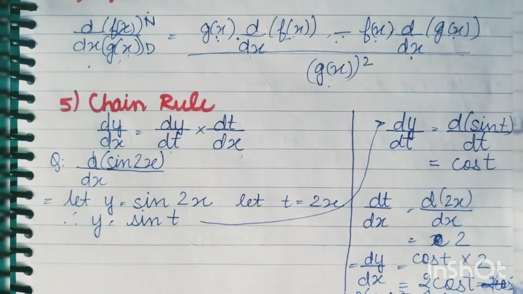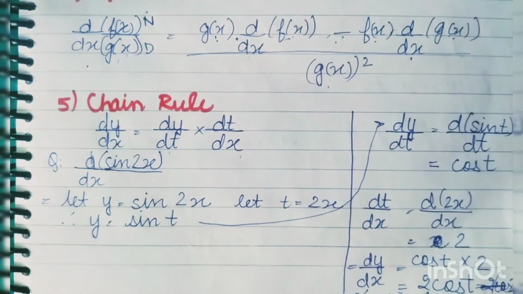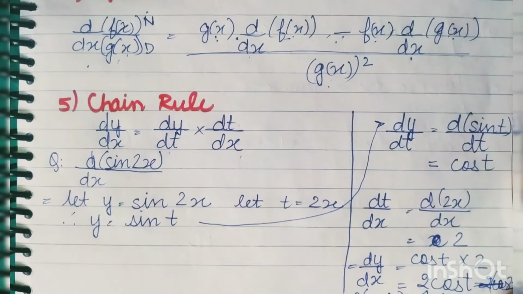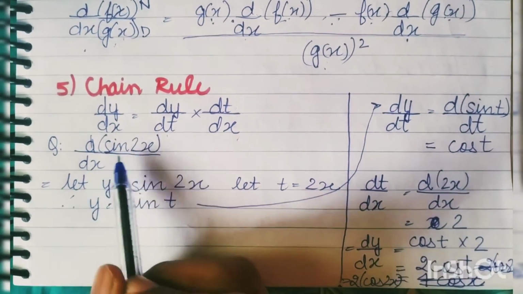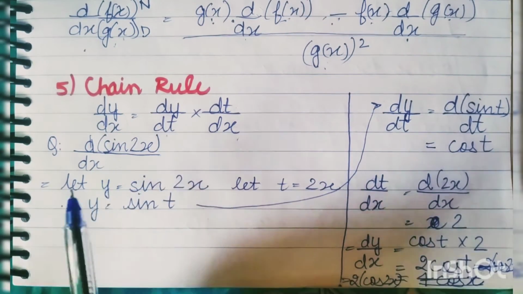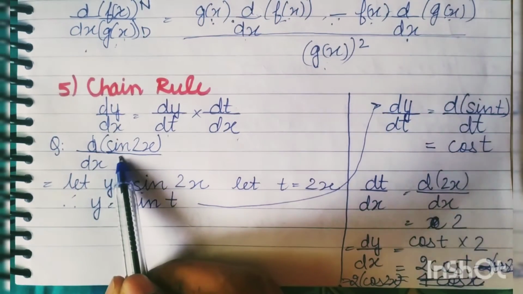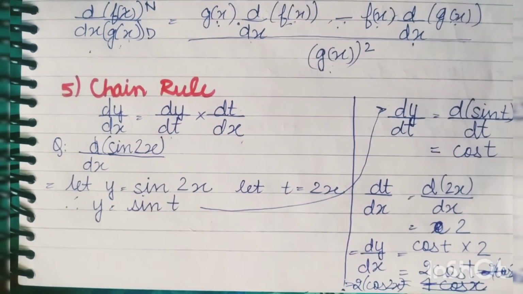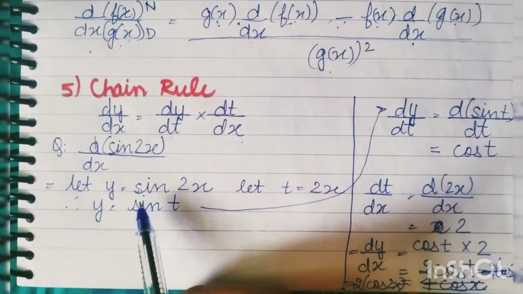Now you may be wondering why I have done this. This and this can be cancelled. But there is a special purpose to do this, and this is what the chain rule is. So understand it through a question: differentiation of sine 2x with respect to x. I suppose that you have not learned trigonometric functions till now. I will tell you the trigonometric function of sine x, and we will do the further functions in the upcoming time. So we have y as sine 2x.